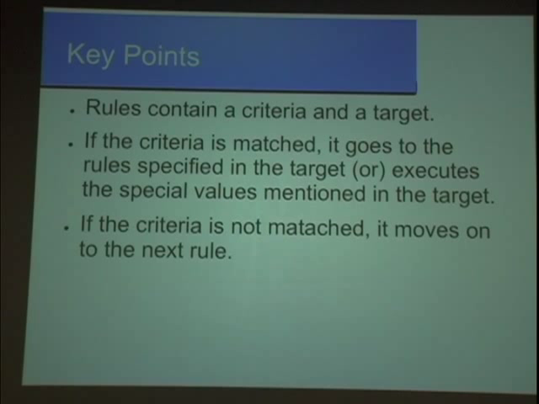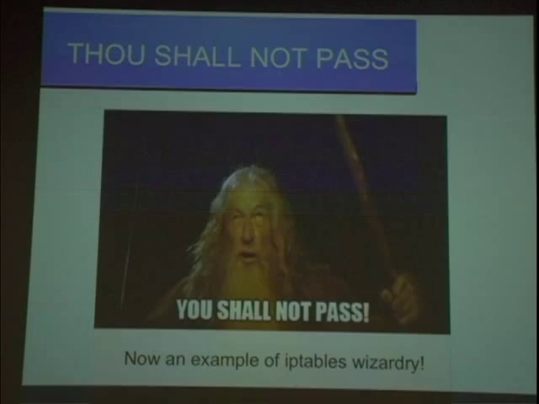All right, so key points. Rules contain a criteria and a target. If the criteria is matched, it goes to execute the specific rule. If the packet matches the rule, it executes the accept, drop, all that stuff. If it's not matched, it moves on to the next rule. So the top rule is going to be executed before the last rule. We'll go over some examples. So now we'll do some examples.